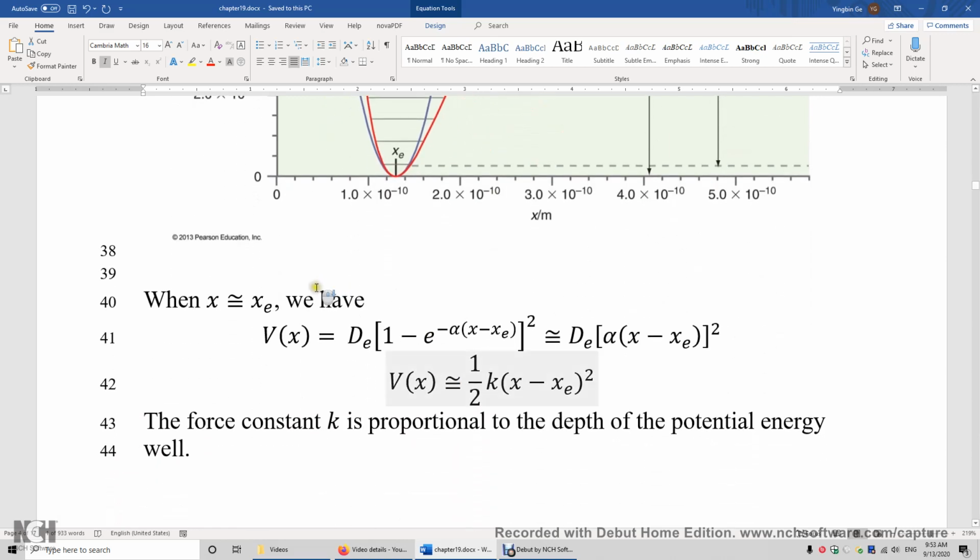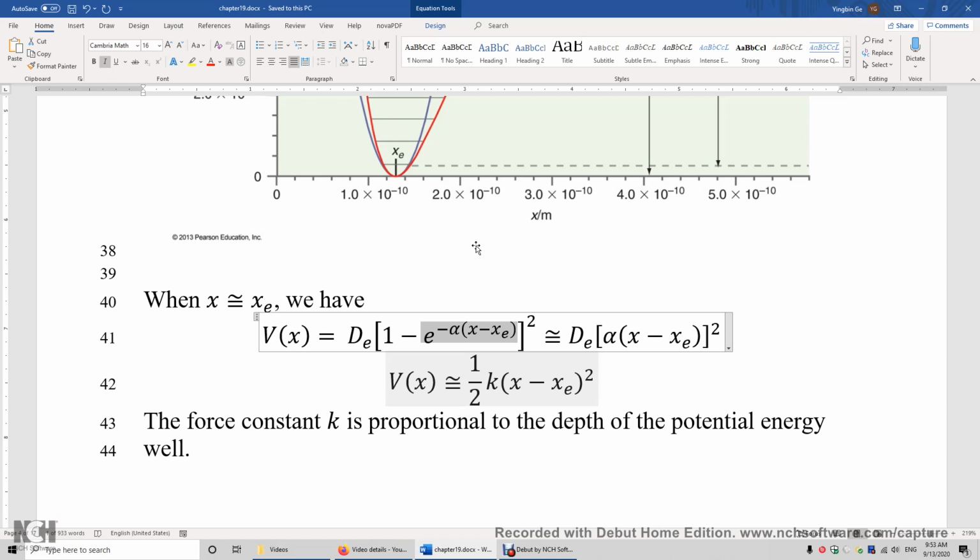Okay, when x is approximately equal to x sub e, that means the bond distance is roughly the same as the equilibrium bond distance. So we are looking at this small narrow region. We can rewrite this equation. Okay, we can expand the exponential function. Remember, the exponential function e to the power of x is expanded into 1 plus x plus x squared over 2 factorial plus x to the power 3 over 3 factorial, as the Maclaurin series of an exponential function.